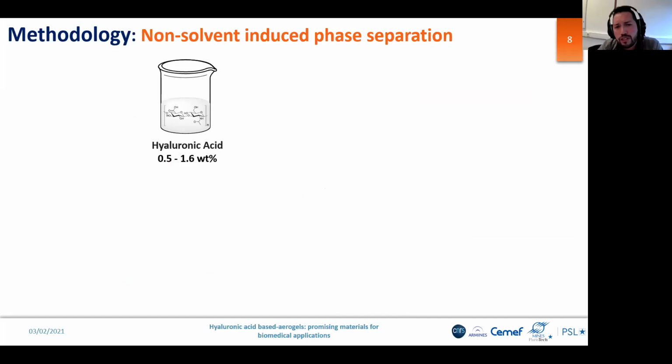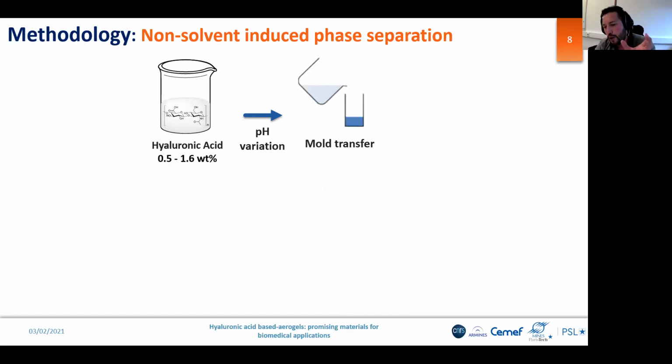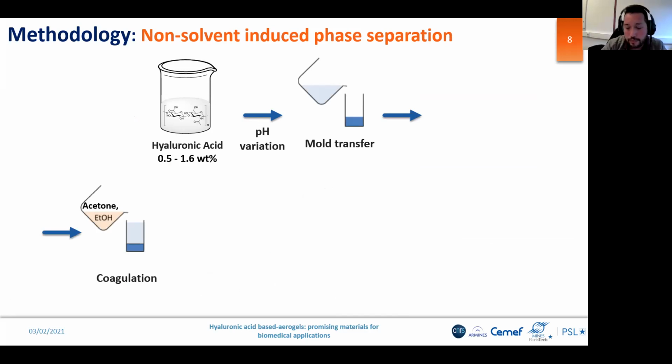The methodology of non-solvent induced phase separation started with the native hyaluronic acid at different concentrations, and then in a subsequent step of modification of the pH, we increase or decrease the pH of the solution, and then we transfer it to a mold. Then in this methodology, and this is the most important part, we add a non-solvent. It means a solvent different than water. In our case, we use acetone and ethanol. This can promote the coagulation of the hyaluronic acid and eventually generate gelification and produce a precursor.